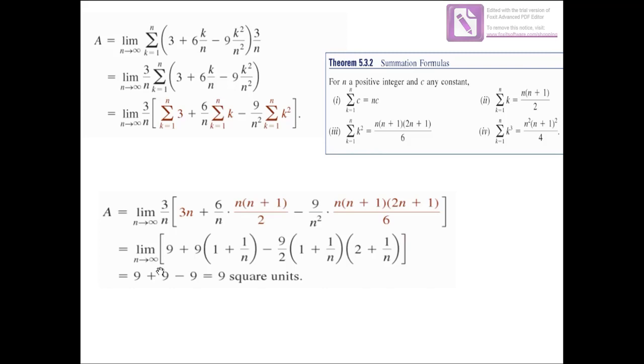So when n goes to infinity, if you have 1 over n, that means 1 over infinity, which is 0. So this one will be 9 plus 9 multiplied by 1 plus 1 over infinity, which is 0, so 1 plus 0 is 1. 9 multiplied by 1, you get 9, minus. Here you have 1 plus 1 over infinity is 0, so this is 1. 2 plus 1 over infinity is 0, so 1 multiplied by 2 is 2. This 2 will cancel with this 2, so we'll get minus 9. So if you add 9 plus 9 minus 9, this will give you 9 square units.